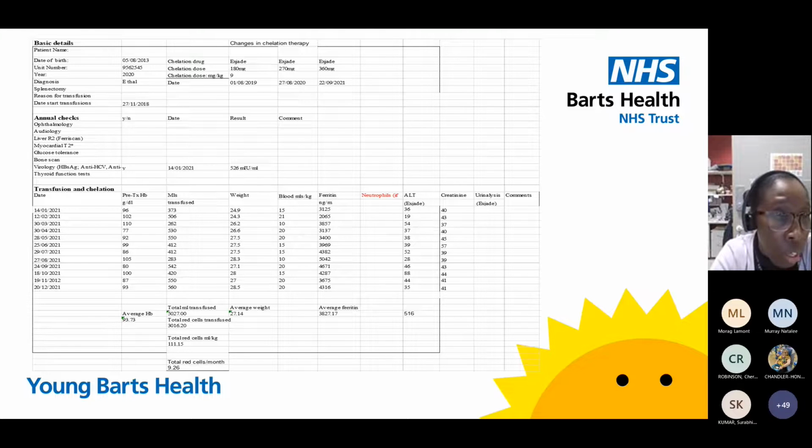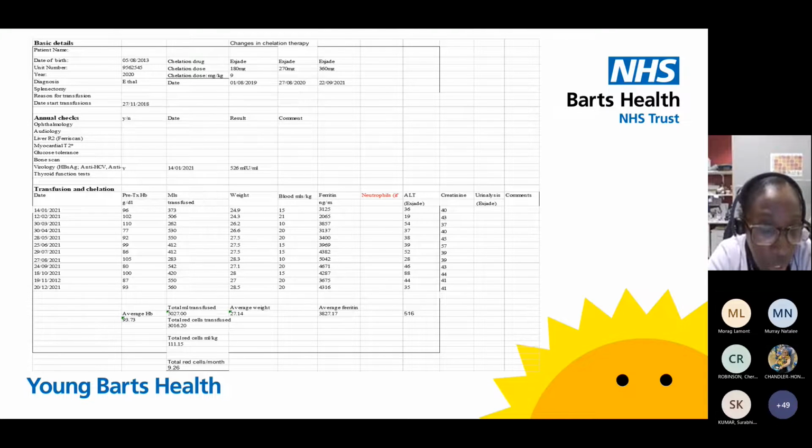And then at the top, you'll see that we review the medication. So you can see the Exjade was started at 180. Then we went up to 270, and we're up to 360. And I think there's another one for 2022, so I don't think this is entirely up to date.